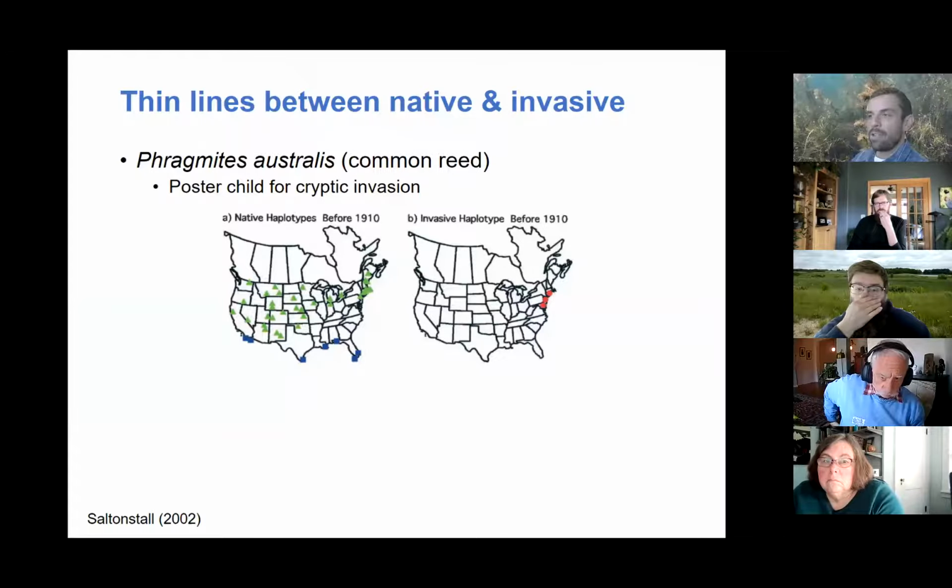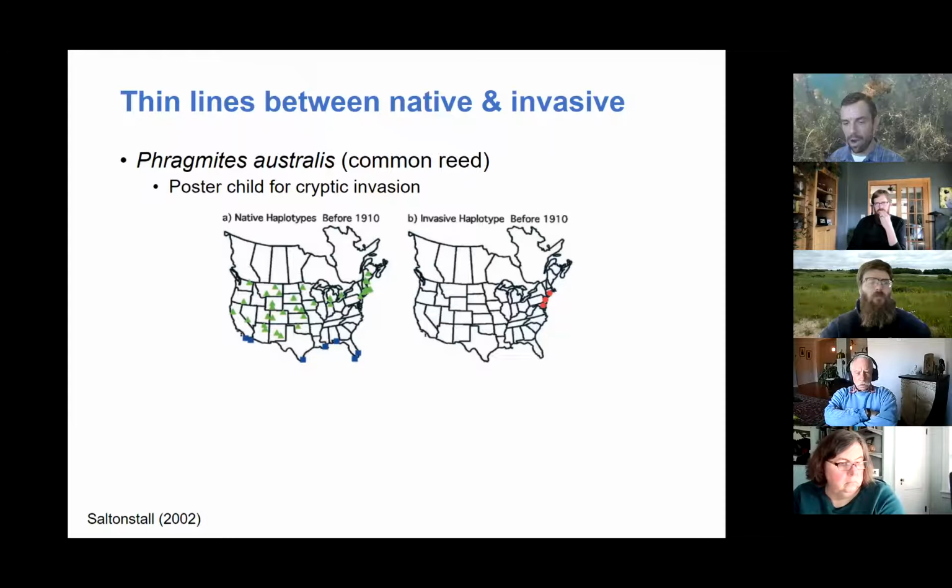And Phragmites is really the poster child for this term I'll use of cryptic invasion. That is an invasion that's happening beneath our eyes that we're not picking up on because it's hard to detect. Because in this case, it's already a native species here in North America, but there's been this spread of non-native genotypes of European origin that require genetic testing to identify.